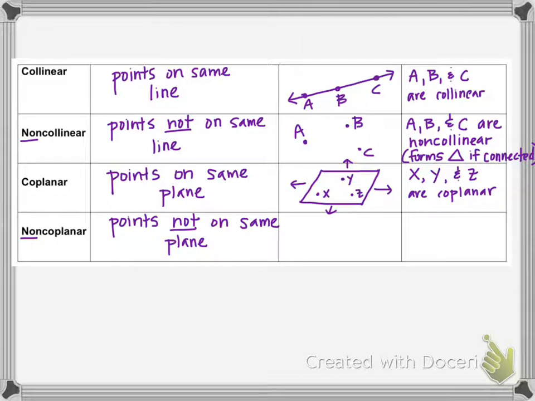Non-coplanar is the opposite. Non means not. So non-coplanar describes points that are not on the same plane. Some of the points might be on the same plane, but altogether they cannot be contained in one single plane. So in this sketch, while we can see that X, Y, and Z are all on the same plane, X, Y, Z, and P are not all in the same plane. So we would say that X, Y, Z, and P are non-coplanar.